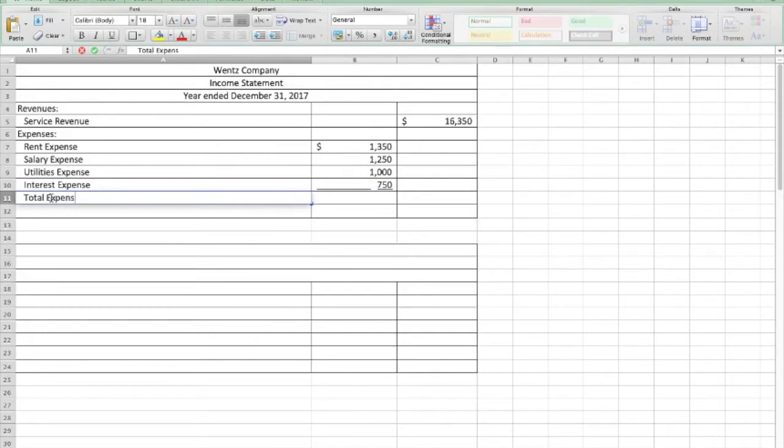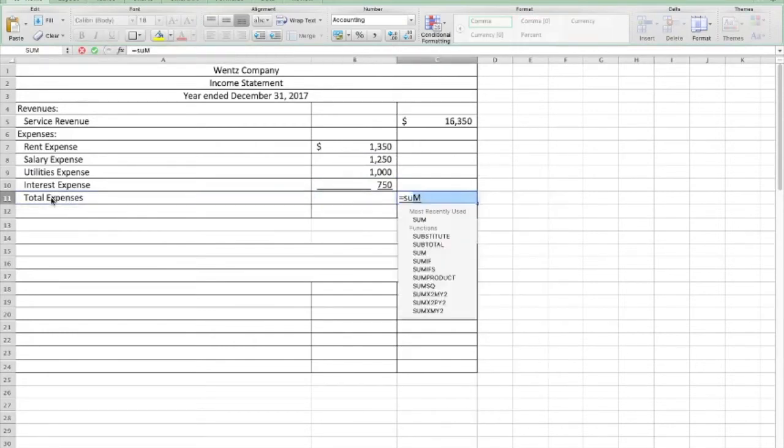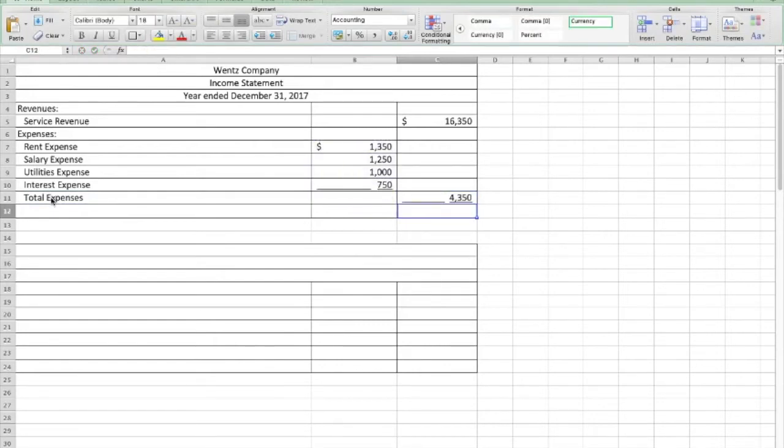And I'm going to create this total line called total expenses. And I'm just going to add up these 4 expenses. So I have total expenses here of $4,350. I'm now ready to calculate the bottom line number for this income statement called net income. Net income is simply my revenues, $16,350, minus my expenses, $4,350, resulting in net income of $12,000. Notice this number is dollar signed and double underlined to show that we're done with this first statement.